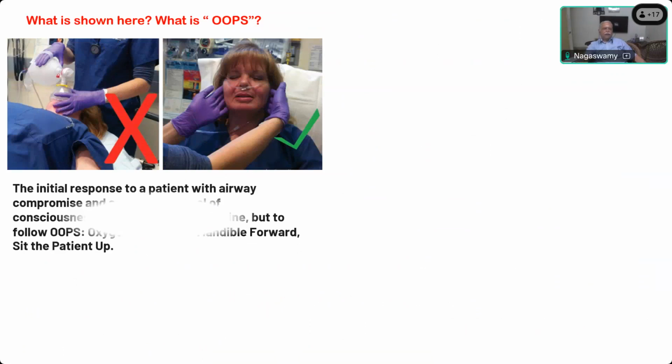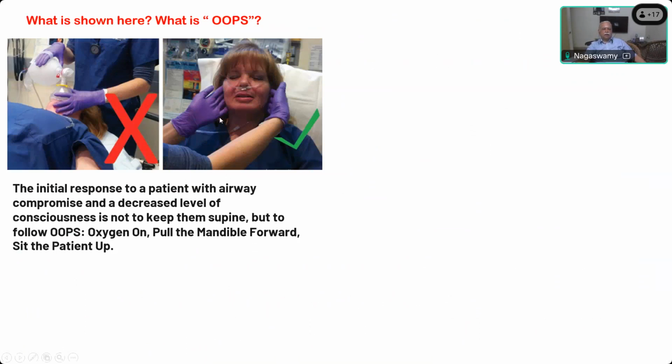So the initial response to a patient with airway compromise and decreased level of consciousness is not to keep them supine, but to follow WOOPS: Oxygen on, pull the mandible forward, sit the patient up. So this is the acronym. O stands for oxygen on, so the patient is being given oxygen with a high flow nasal cannula. Pull the mandible forward. You can see the resuscitator is trying to pull the mandible forward to open up the airway, and they are keeping the patient with the head up tilt.